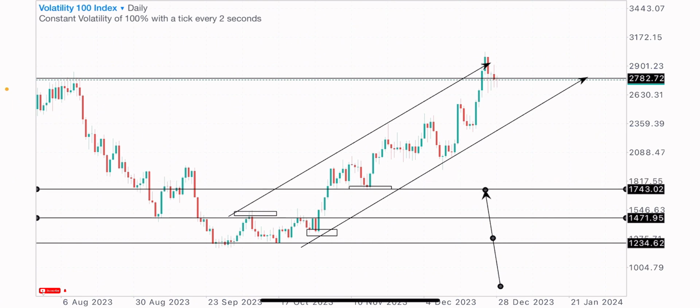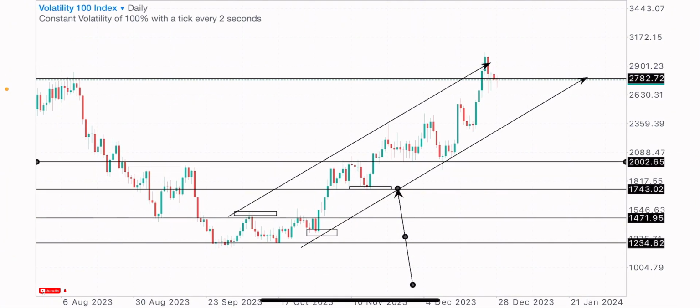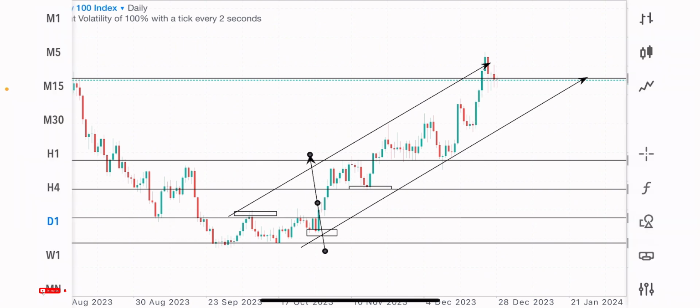The next level we got is here, because you can see how price bought from this zone as support, resistance, support, then the buy to the upside. So this is another key level we got, right? We have another level at this point, a very strong level, because we've seen how price bought here as a support, resistance, support, then we got the buy to the upside, right?